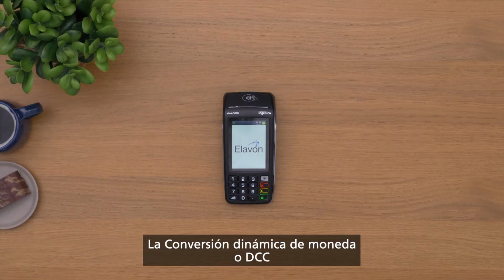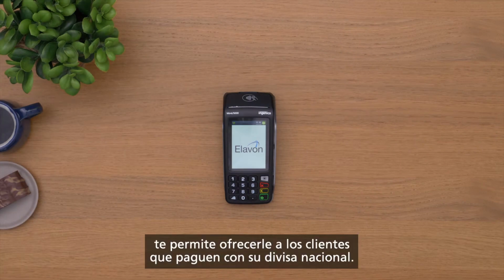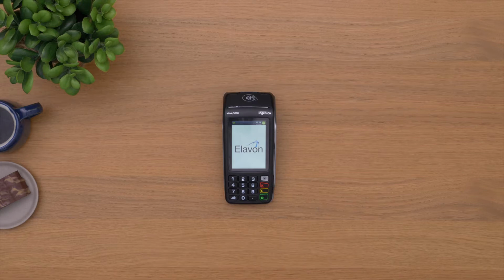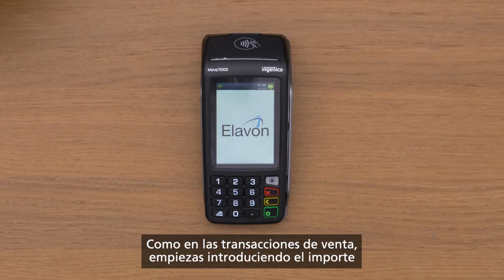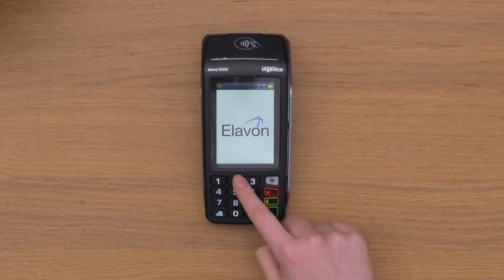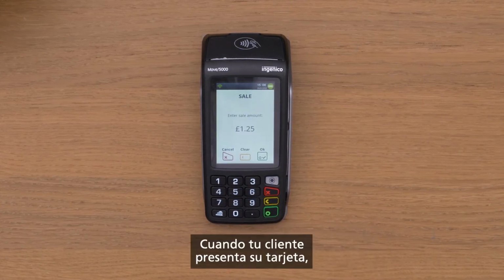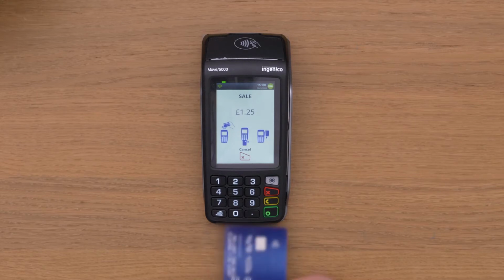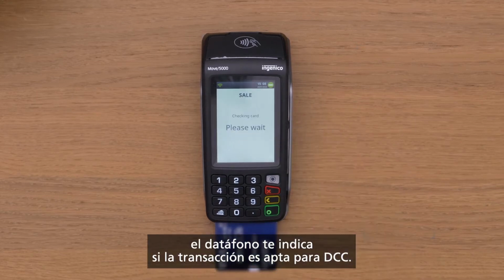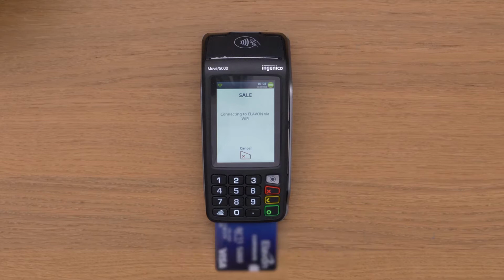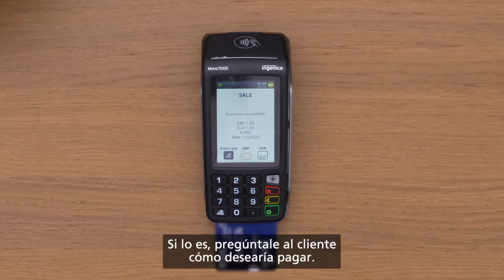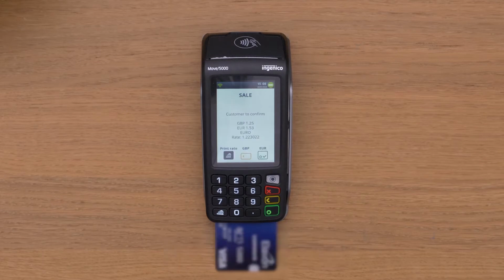Dynamic Currency Conversion (DCC) lets you offer customers the option of paying in their home currency. As with any sales transaction, you begin by entering the sale amount from the home screen. When your customer presents their card, the terminal tells you if the transaction is eligible for DCC. If so, ask the customer how they would like to pay.